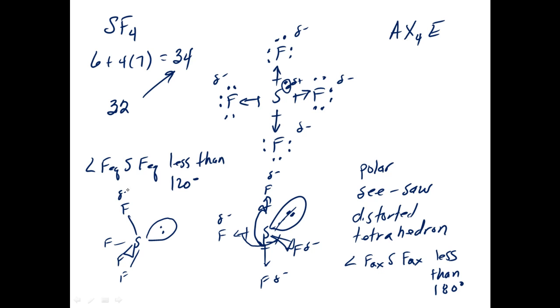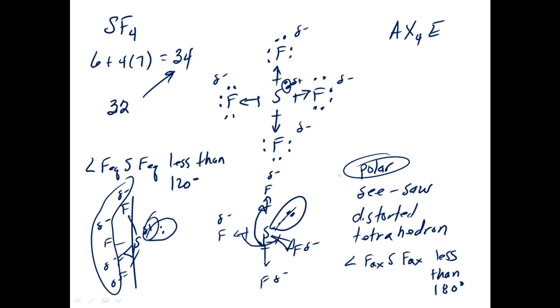You can say these are all partially negative, and the sulfur is partially positive. You can draw an imaginary line through here. It's strictly positive on this side and strictly negative on this side. So that's another way of determining the polarity of the molecule. So whether you do it by vector analysis or by the line method, everything on one side positive, everything on the other side negative, you'll come up with the same conclusion that the molecule is polar.